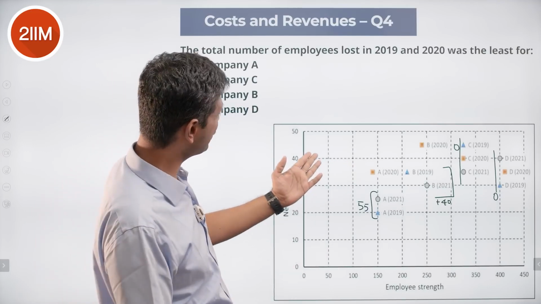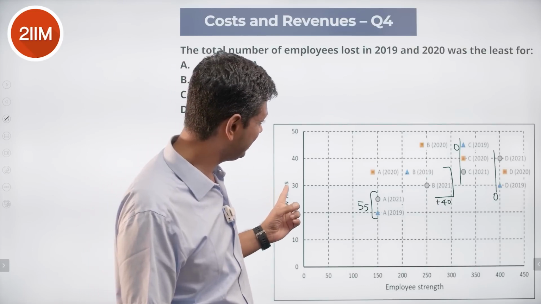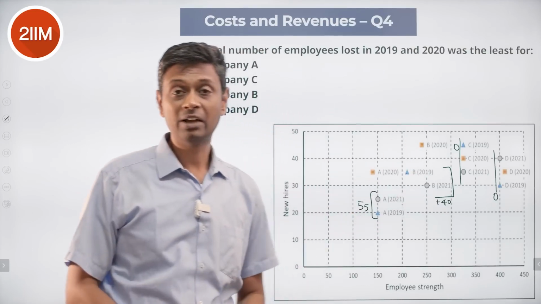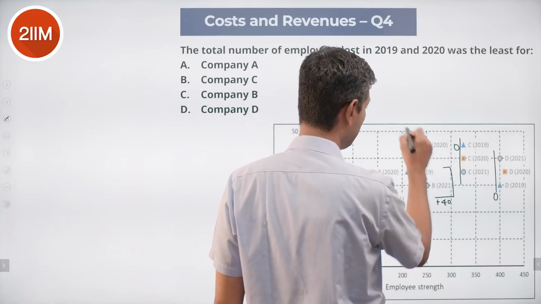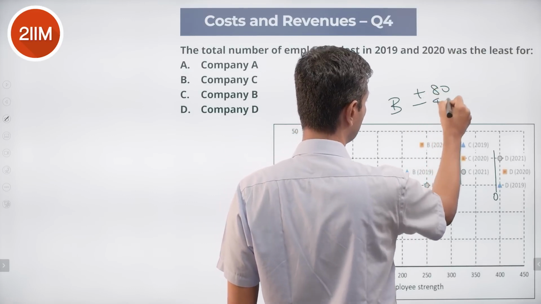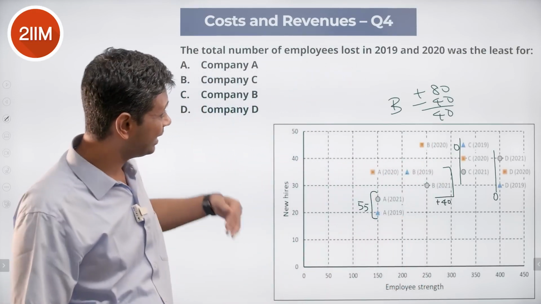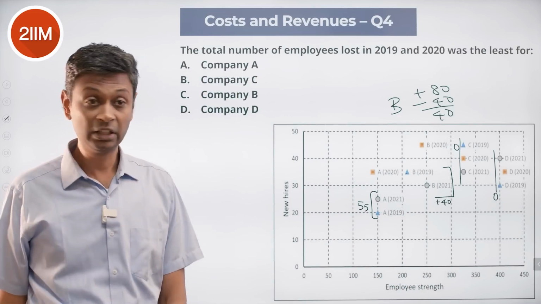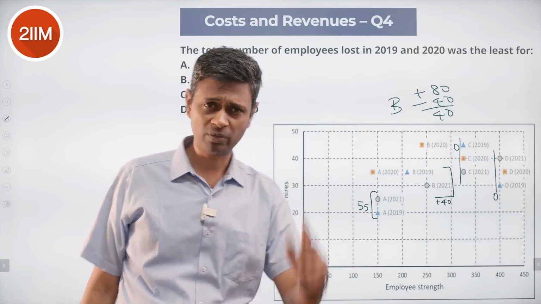B, the net additions have been 40 and I have added in 19 and 20, 35 and 45. Brought in 80 people, but the total is only 40. So in B, it is plus 80 minus 40 giving me a 40. My total has gone up by 40. I've added 80 and 40 have left, giving me a 40. So how many people have left? 40 have left. 50 have left A, 40 have left B. They quit and gone somewhere else.